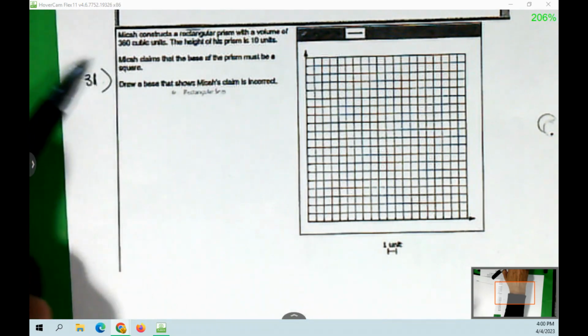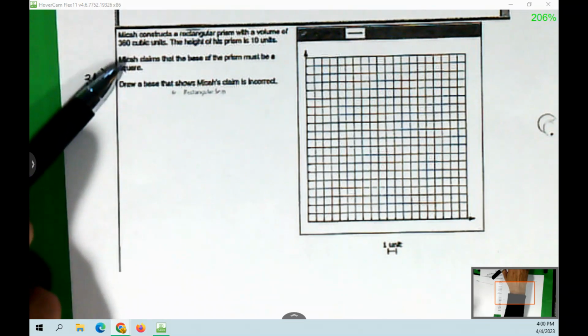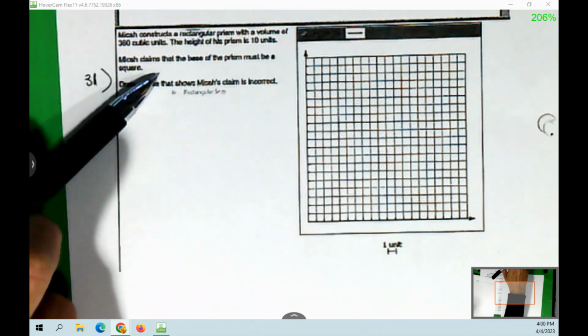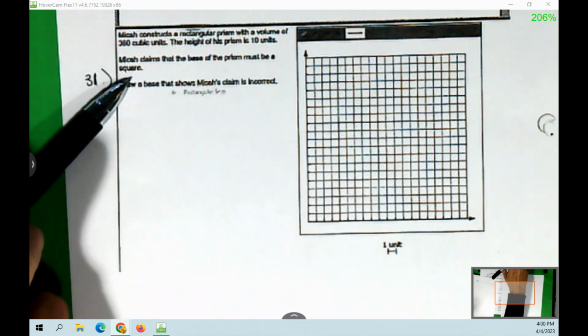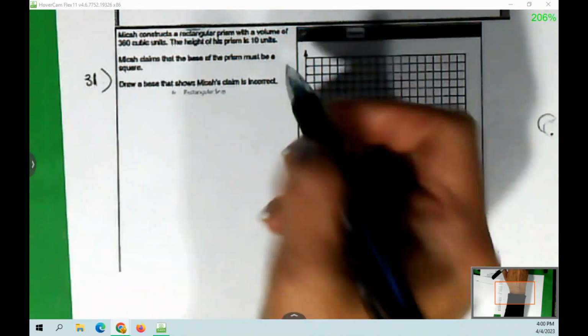Micah constructs a rectangular prism with a volume of 360 cubic units. The height of his prism is 10 units. Micah claims that the base of the prism must be a square. Draw a base that shows Micah's claim is incorrect.